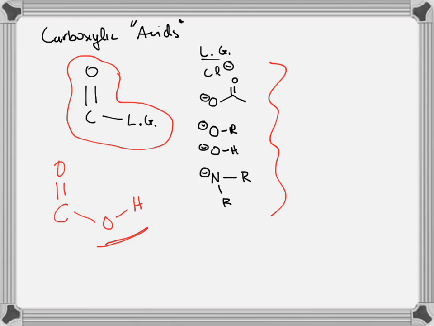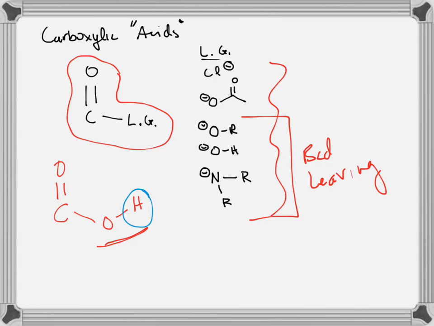Yeah, but a lot of those are pretty bad leaving groups. Could argue that all of those are bad leaving groups. Yes. So the main reason that carboxylic acids get their own separate section is because that hydrogen is now acidic. Okay, so that's the primary difference between the OH as your leaving group on your carboxylic acid versus any of the others.